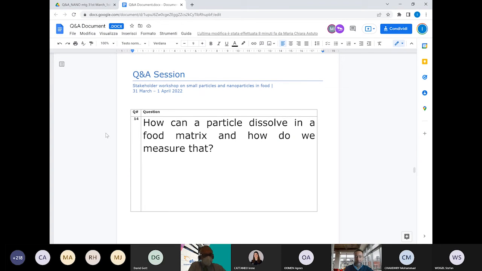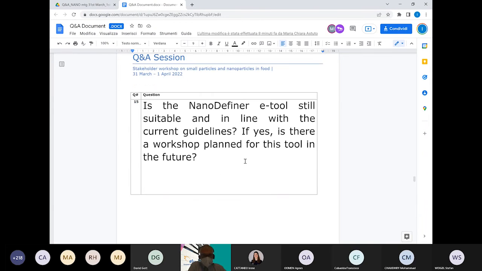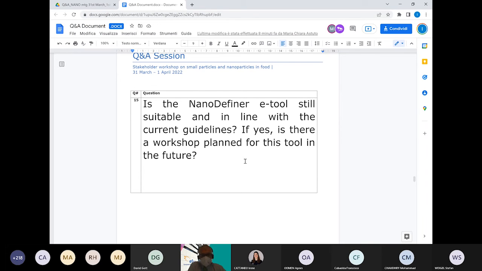So it has to be evaluated on a case-by-case basis. Thank you very much, Francesco. So we can have time for one more question. This case is linked to the nano definer. It's very important to have tools, and I will ask Uber to respond to this question because it's part of the responsibility of GRC. Uber, please.